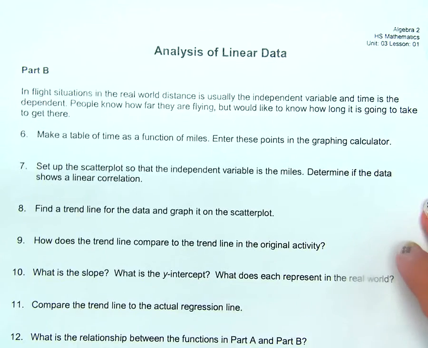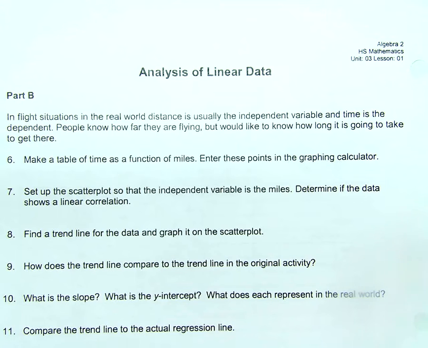Part B. In flight situations in the real world, distance is usually the independent variable and time is the dependent. What? People know how far they're flying but would like to know how long it would take to get there. Does that make sense? Okay. Does time usually depend on distance? Not really. Time is almost always the independent variable, isn't it? But this is one of those situations where time can be the dependent variable.